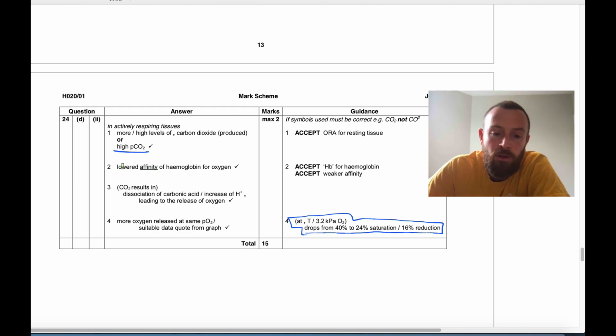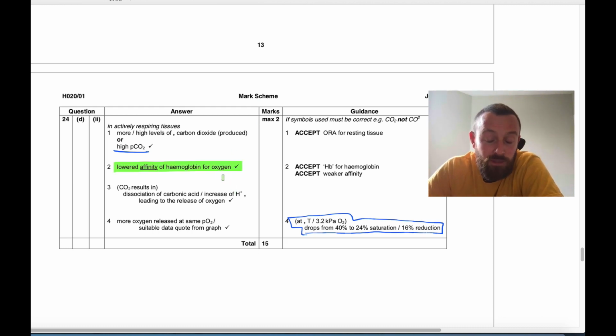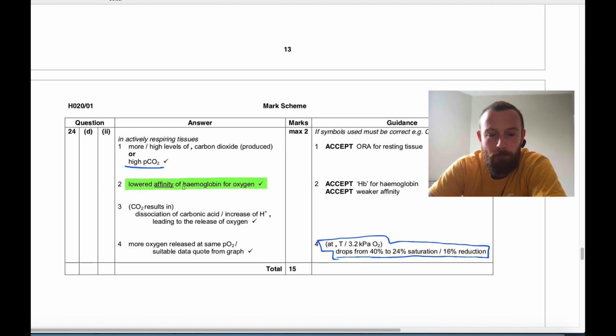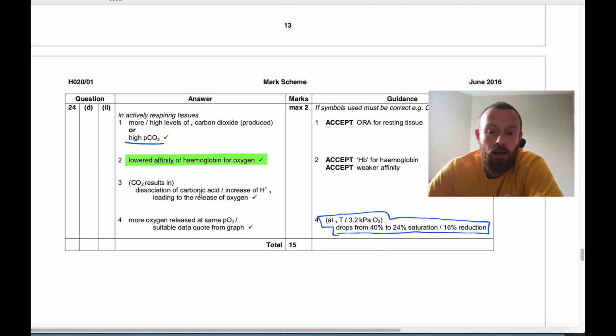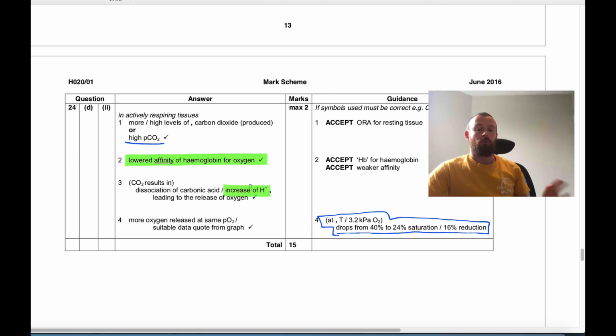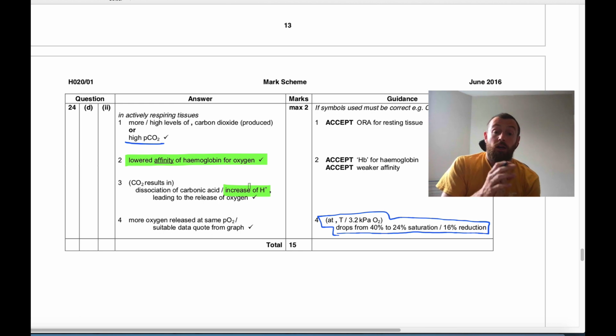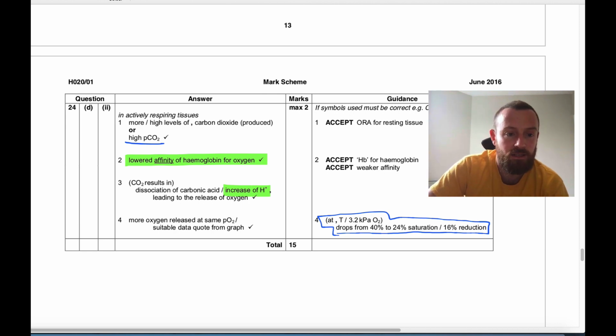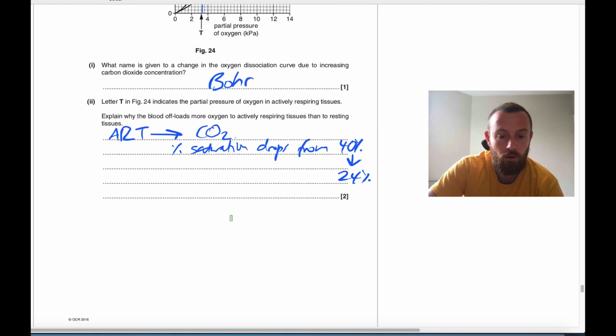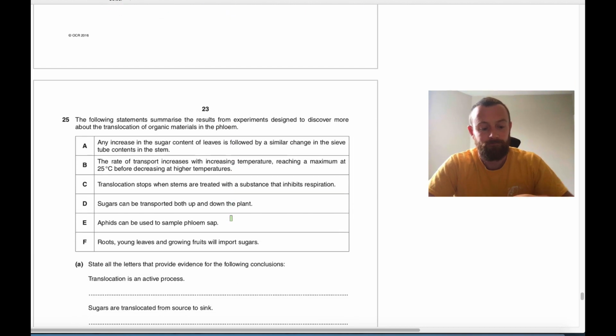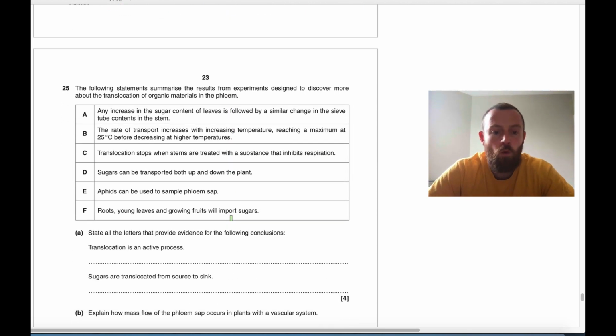The other things I should have said: lowered affinity of hemoglobin, and the mechanism for that, which we didn't really go into. I didn't think the question was looking for it, but the mechanism is that carbonic acid dissociates and causes an increase in H+. This binds to the hemoglobin and slightly alters its three-dimensional quaternary structure, which releases some oxygen. Okay, so that is 24 complete. We're making good progress.